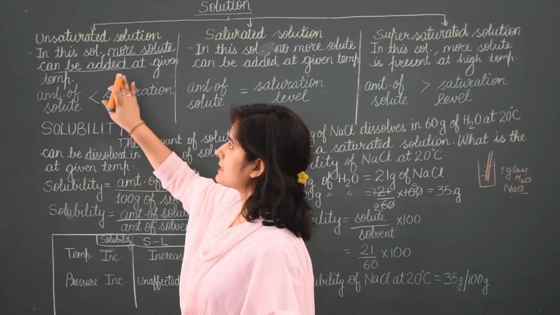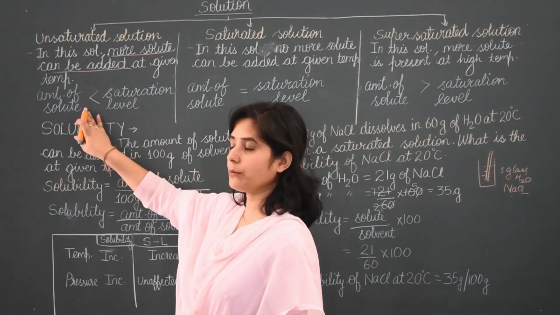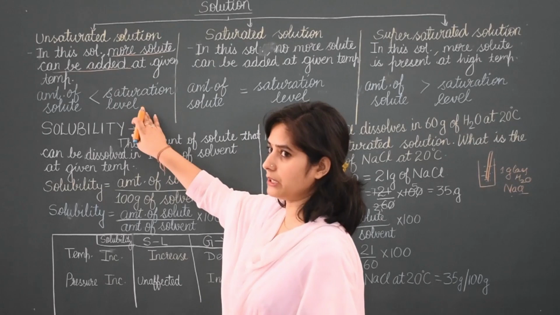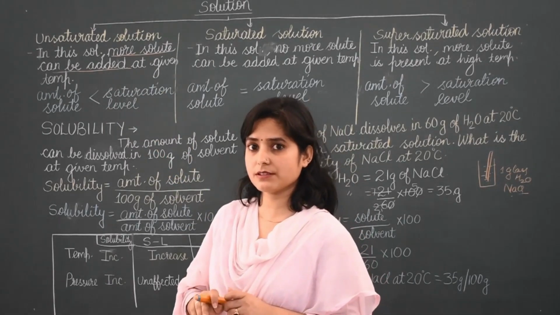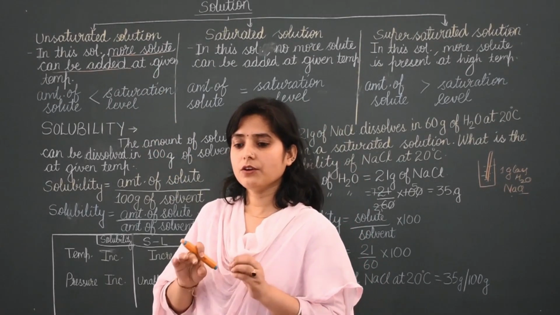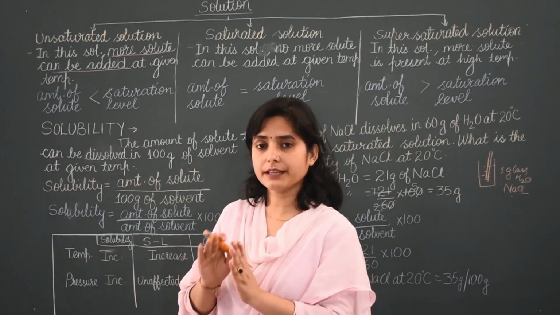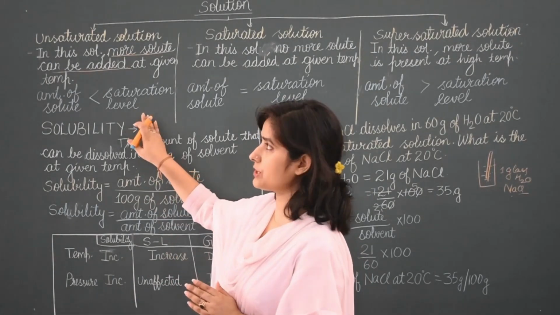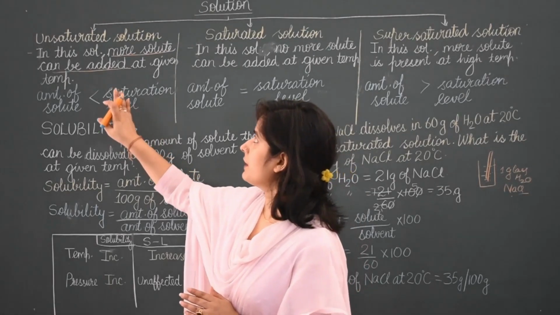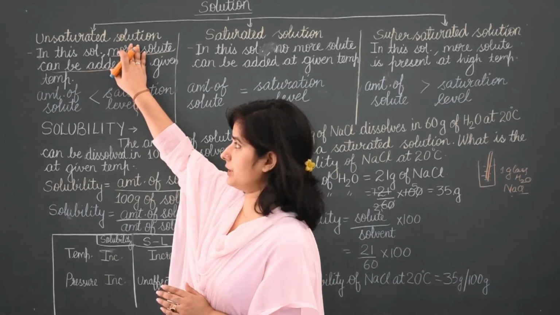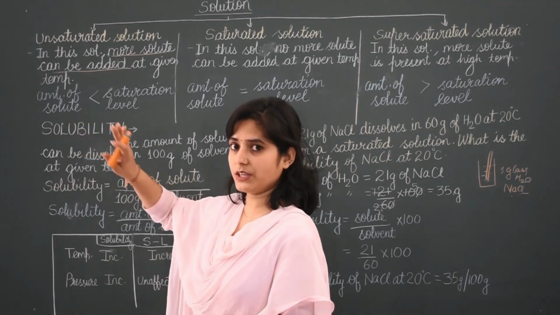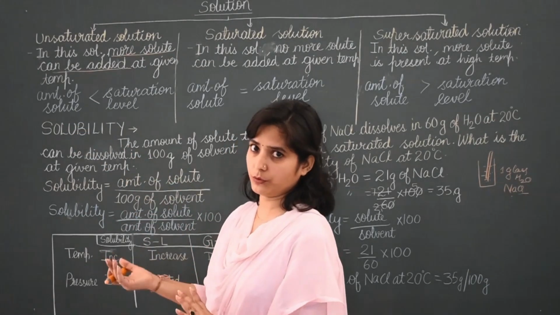In this case, the amount of solute will be less than the saturation level. Saturation level is the point when solute cannot be dissolved more. At that point, it is called the saturation level. That means in an unsaturated solution, solute is less. We can add more and more and more.